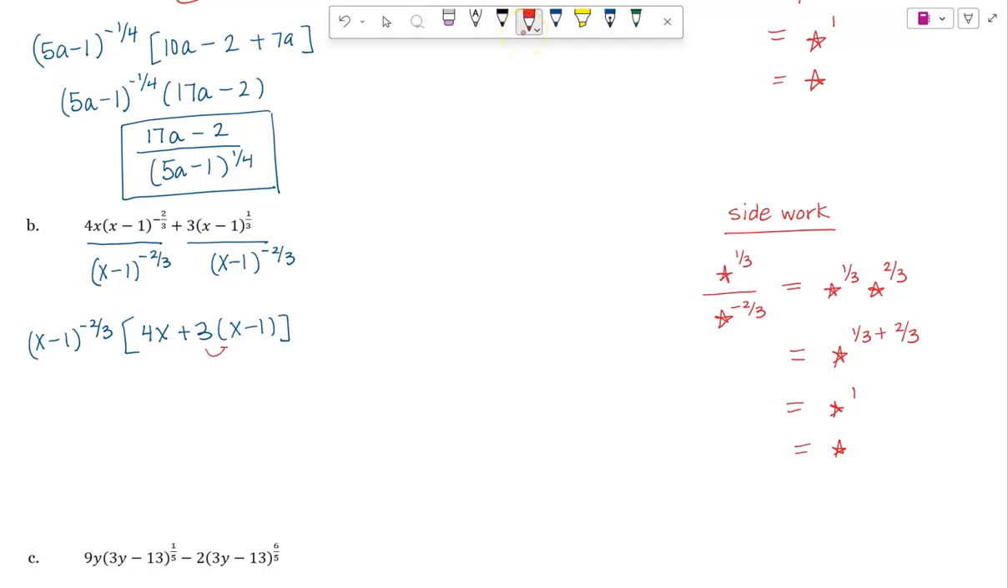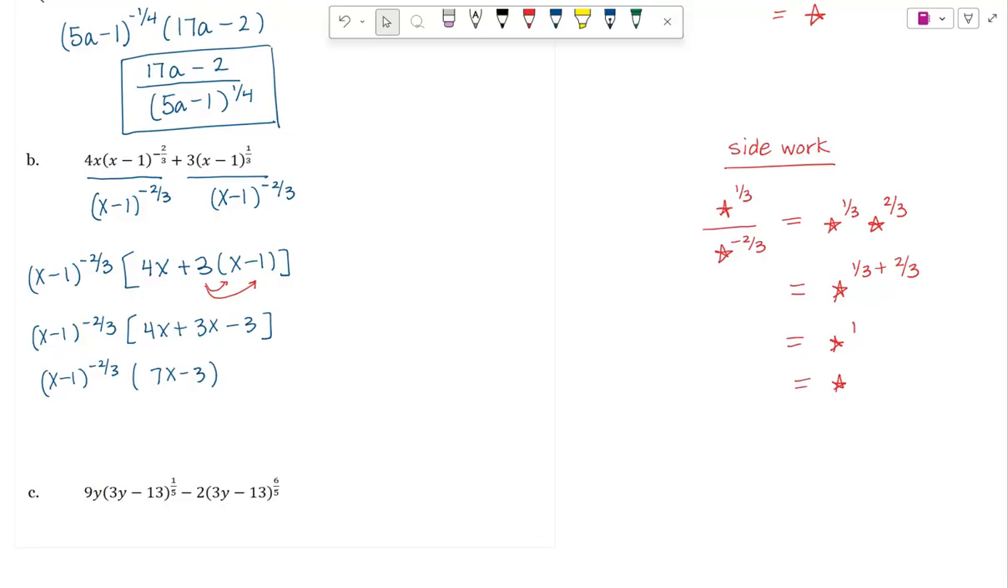Let's simplify what's inside the brackets here. We'll have 4x plus 3x minus 3, and then we'll combine like terms to get 7x minus 3. And we can leave our answer this way, or we can rewrite it without any negative exponents by moving that term down to the denominator and changing the exponent to be a positive number.